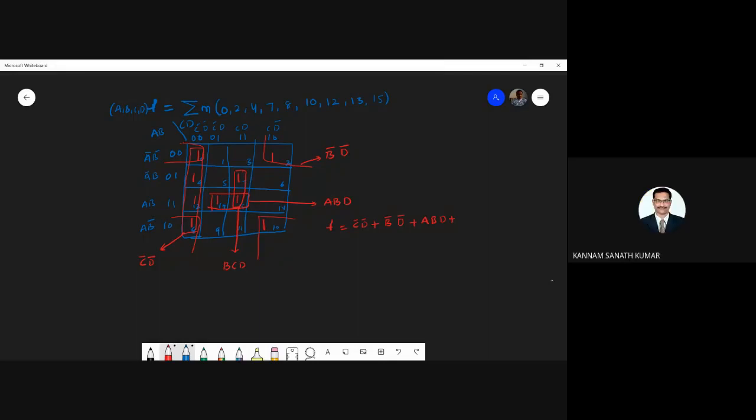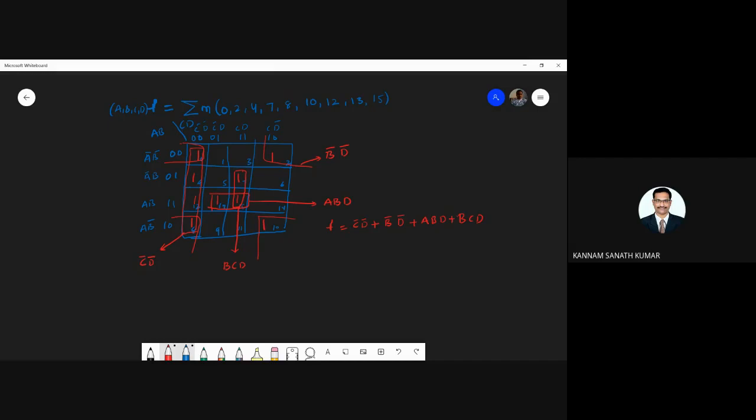But this is a quad, no? Quad will eliminate two variables. If you are seeing vertically, A will be eliminated, and if you are seeing horizontally, C will be eliminated. So what you are getting? B bar D bar. Is it okay? You need to remember that a pair will eliminate one variable, a quad will eliminate two variables, and an octet will eliminate three variables. So here what you are getting? B, C, D.